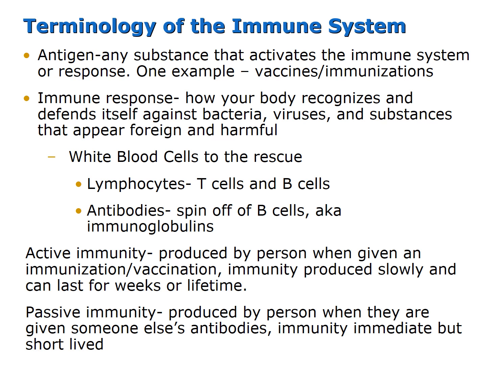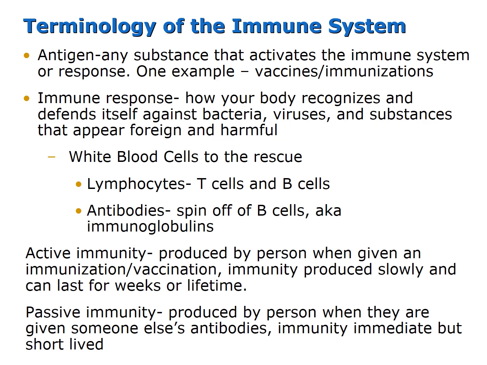You have different parts of that immune response where it begins to recognize antigens and starts defending the body against bacteria, viruses, or any substance that appears foreign or harmful, which is an antigen. Our white blood cells are the ones that come to the rescue, specifically the lymphocytes, which are the T cells and the B cells of the immune system.